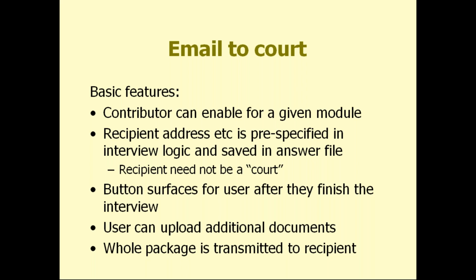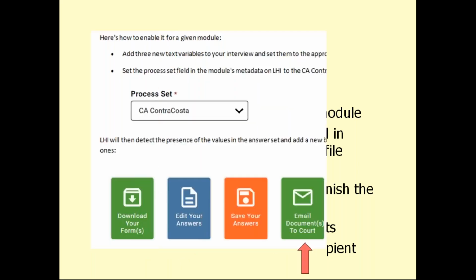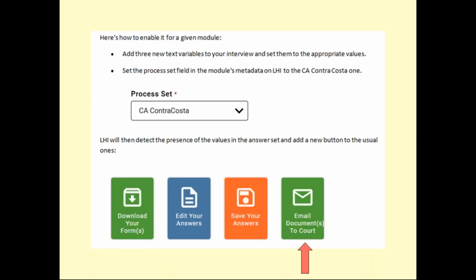So when this is enabled and you put the proper information in your interview so that the email address, etc., ends up in the answer file, a button will surface for the user. I'll show a picture in a second that lets them initiate the email process. They can then optionally add extra documents to their package, and then at the end, transmit the entire package to the designated recipient. So on the right here is the new email to courts button, which will show up for the user.